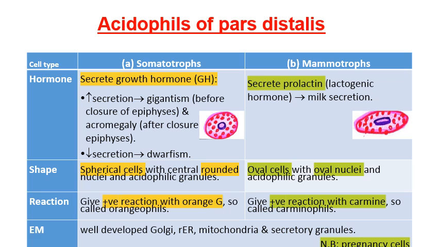Mammotrophs secrete prolactin, which is responsible for milk secretion. They are oval cells with oval nuclei and acidophilic granules, giving a positive reaction with carmine, so-called carminophils. Both somatotroph and mammotroph by electron microscope have well-developed Golgi, RER, mitochondria, and secretory granules. Here we notice the pregnancy cells. Pregnancy cells are mammotrophs, which increase in size and number during pregnancy and after birth due to an increase in the level of estrogen.